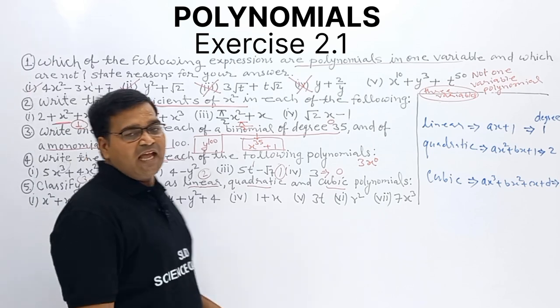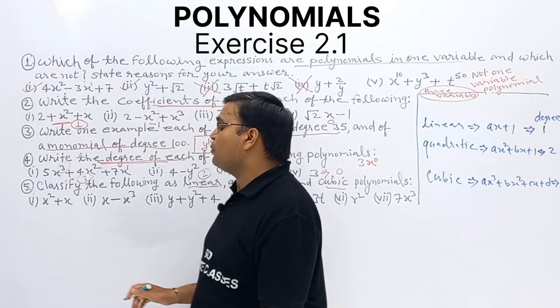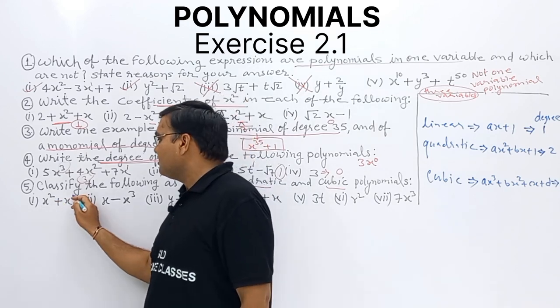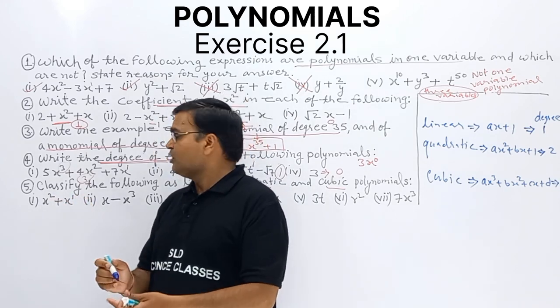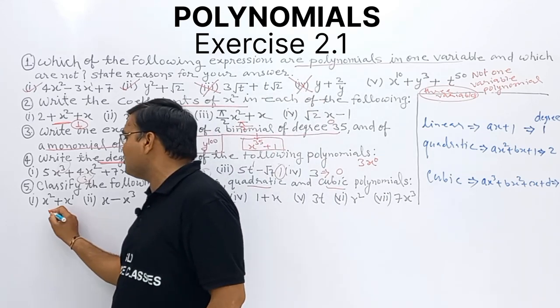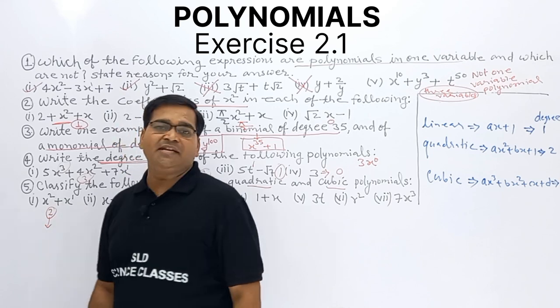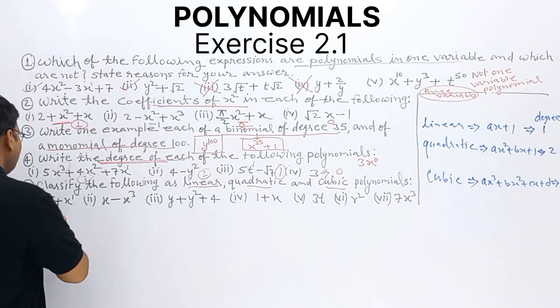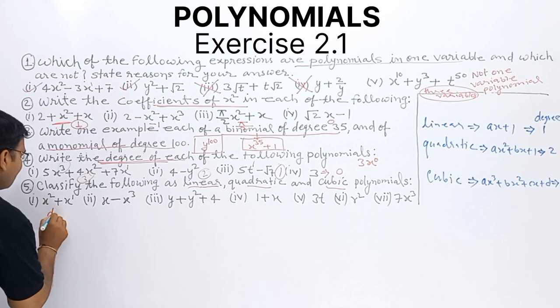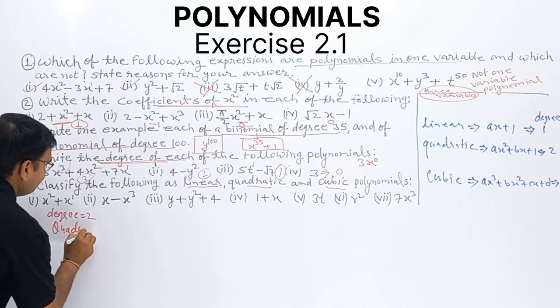First one, x square plus 1. Maximum power of a variable. What is the degree? This has power 1, this has 2. So the maximum power is 2, which means its degree is 2. And when the degree is 2, what can we say? Quadratic. So we can say this one is quadratic.